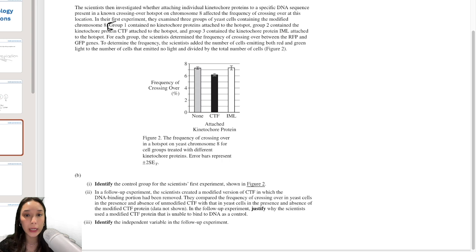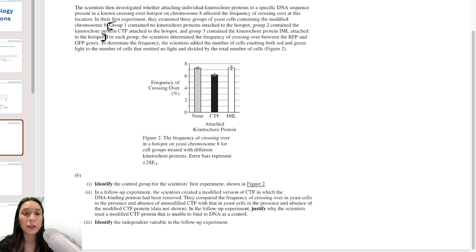So group 1, no kinetochore proteins. Group 2 contained kinetochore protein CTF attached to the hotspot, and group 3 contained kinetochore protein IML attached to the hotspot. You don't need to know anything about these proteins. They're just telling you that those are the conditions. So for each group, the scientists determined the frequency of crossing over between the RFP and GFP genes. To determine the frequency, the scientists added the number of cells emitting both red and green light to the number of cells that emitted no light and divided by the total number of cells.